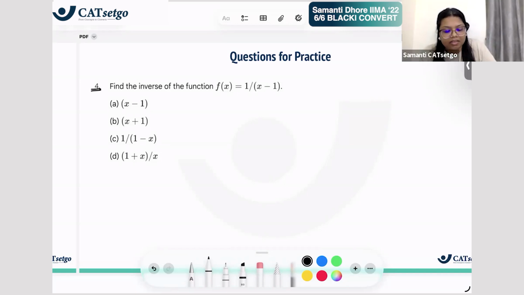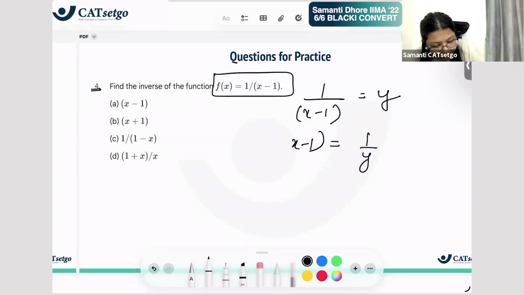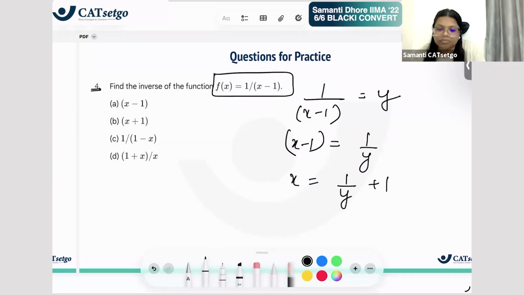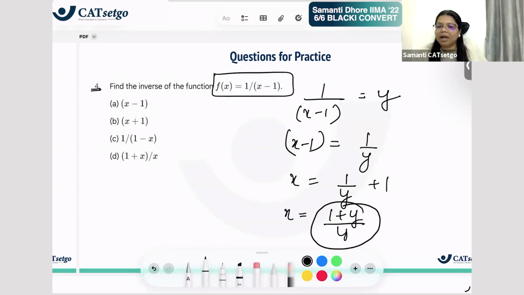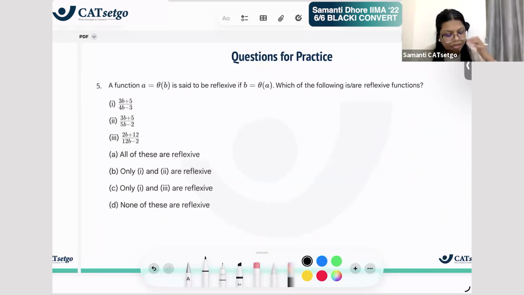Okay. Next, find the inverse of a function. Inverse निकालना है. कैसे निकालना है inverse? क्या है इसका answer? We will end up taking 1 upon x minus 1 as y, and we have to find the value of x. How do you find the value of x? You interchange. X minus 1 will be 1 by y, right? And then x will be 1 by y plus 1, right? 1 by y plus 1, which is 1 plus y by y. You have to just replace y by x here. So what's the answer? The answer is 1 plus x by x. Y को हमने बस x से replace किया, which is option D. You all are right. Good.